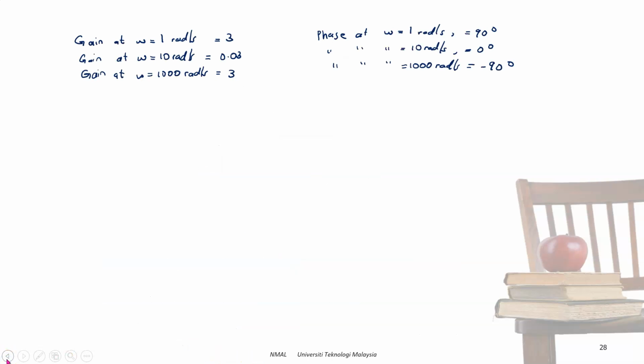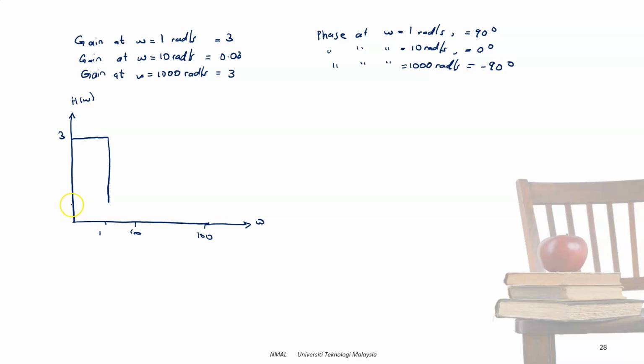So h(t), when you change to frequency response, it becomes H omega. So for H omega here, okay, we have 1, and then we have 10, and then we have 1000. Okay, so gain at omega equal to 1 is 3. So from 0 to 1, it is 3. Okay, at omega equal to 10 is 0.03. So at 1, you go down to 0.03.